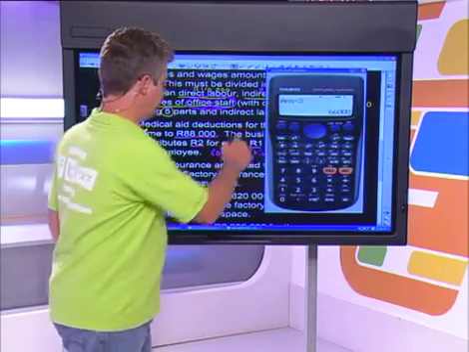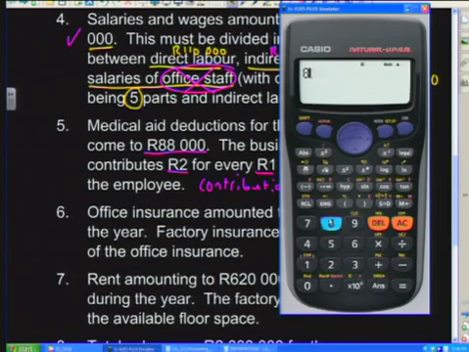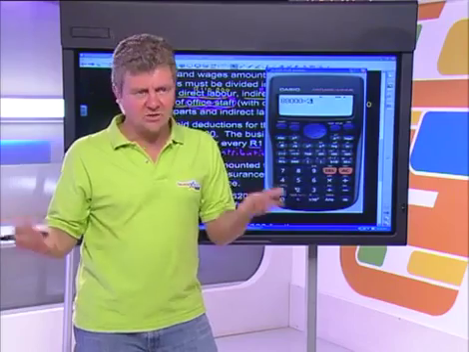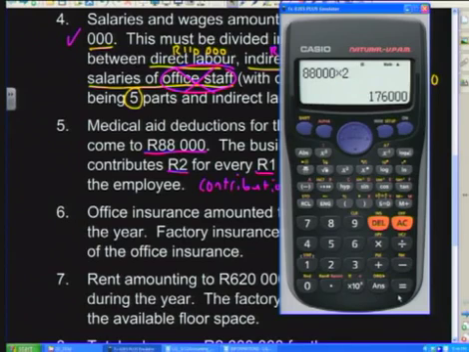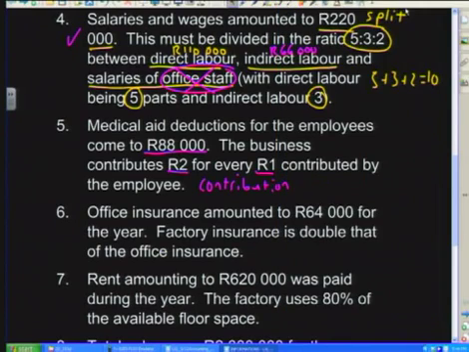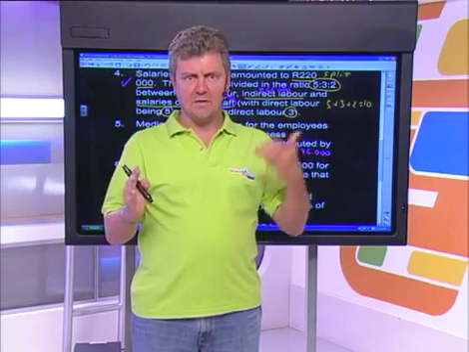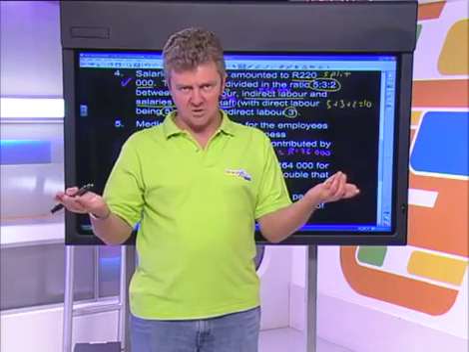All we're going to do is take the 88,000, which is the employee's deductions, and multiply it by 2 because the business contributes 2 Rand for every 1 Rand that the employees contribute. If we calculate that, we get an answer of 176,000 Rand. So let's put that answer in here. The contributions are, in total, 176,000 Rand.